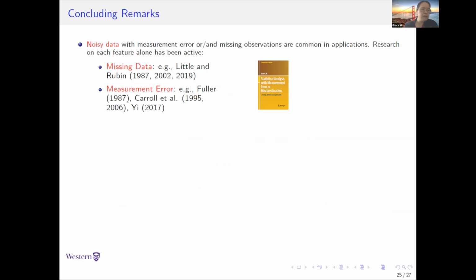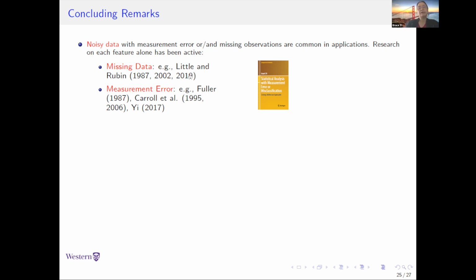I have 1 minute left, I think. I'm going to wrap up this talk by providing a general discussion. In this talk, I particularly focus on so-called noisy data. In a sense, our data could involve measurement error or even missing observations, and this kind of data is quite common in applications. It turns out the research on either feature, missing data or measurement error, has been very active.